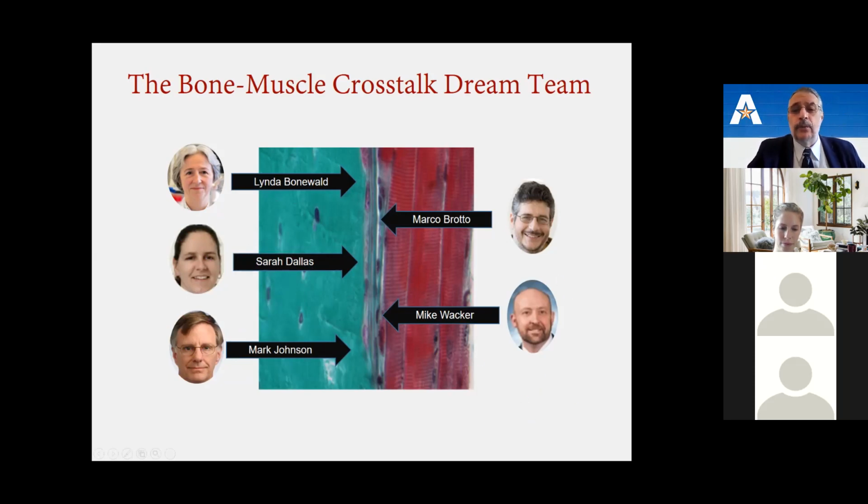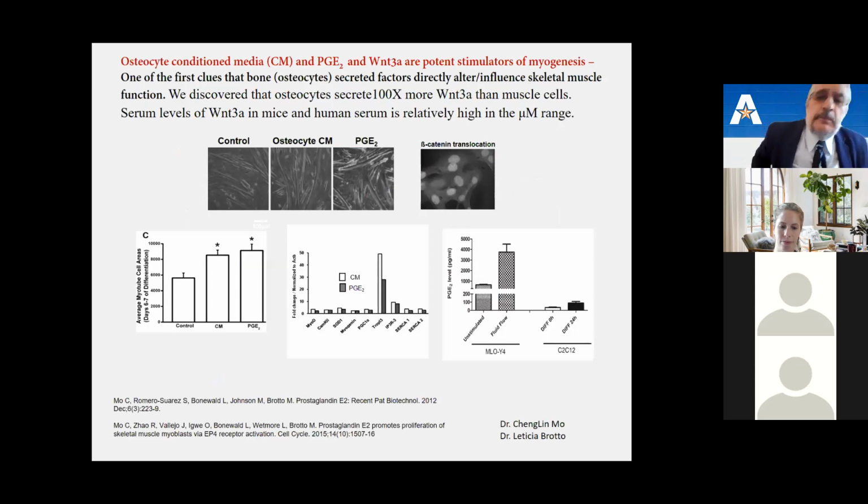And Mike Wecker and I are the muscle biologists, and Mike is also a cardiovascular researcher. So we keep the muscle side both at the University of Missouri and at the University of Texas. A few years back, we started doing these conditioned media experiments. What we noticed was that osteocyte conditioned media made more of certain molecules, for example, more PGE2, more Wnts. Specifically, we detected much more Wnt3a, much more PGE2, and they induced beta-catenin translocation to the nuclei.